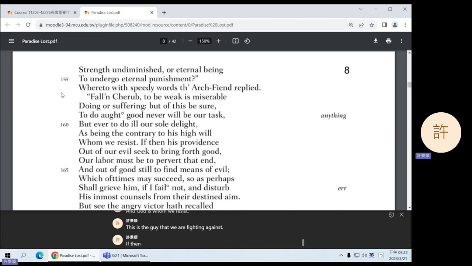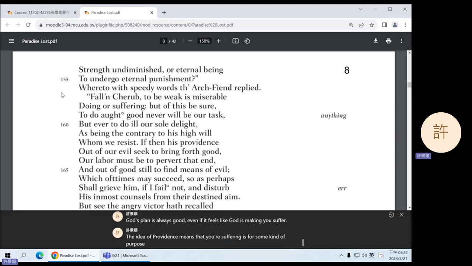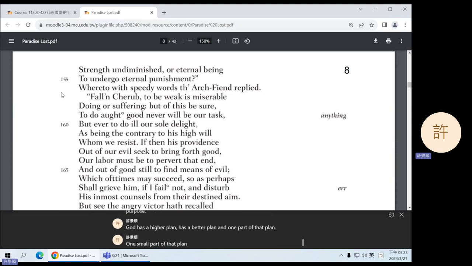If then his providence, okay, this is a religious word. Providence means God's plan. And usually God's plan is good. Not usually, God's plan is always good. Even if it feels like God is making you suffer, the idea of providence means that your suffering is for some kind of purpose. God has a higher plan, has a better plan, and one small part of that plan is for you to suffer. Sorry. So that's what providence means.